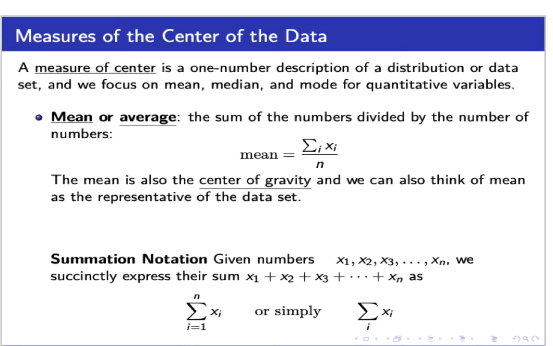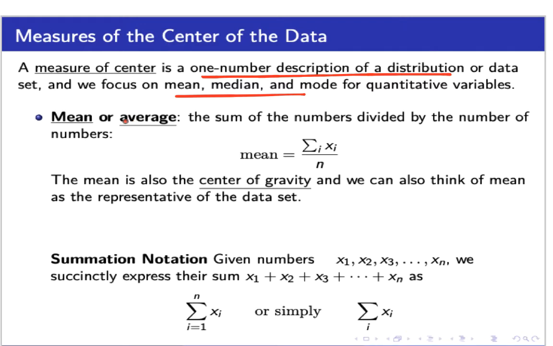Now, as said earlier, measures of center of data just simply says, how can we represent a data set by one single number? So it's a one-number description of the distribution of the data set, whatever you want to call it, guys. The focus is going to be on mean, median, and mode for these quantitative variables.